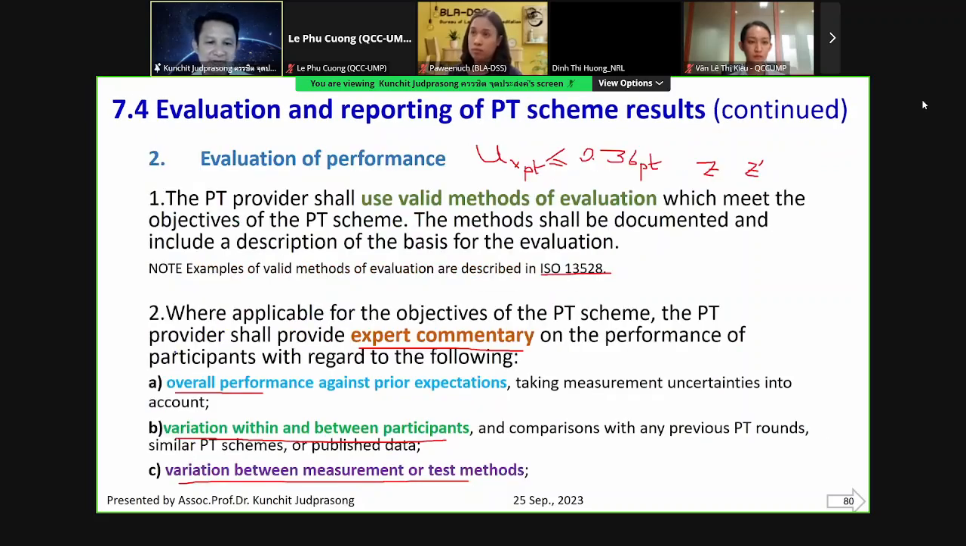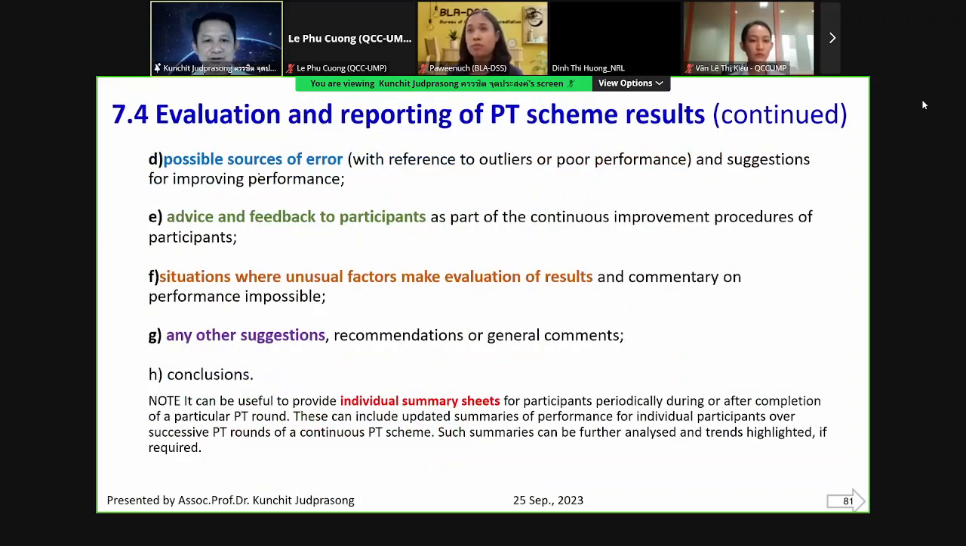Okay, this is the expert commentary. Possible sort of error, which may be contaminated with something, or you have a suggestion to improve something. Advice and feedback to participants as part of the continuous improvement procedure of participants. So you may have advice or feedback to participants about this result.